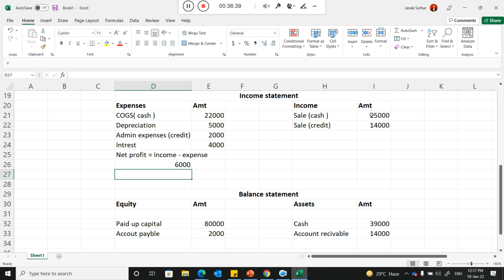The total income is 25 plus 14,000 in my organization, and how much cost I need to pay, how much expenses I incurred in that organization, that is nothing but the total expenses. The net profit is nothing but the income minus expenses. So first I add these two things, after that subtract the expenses. So that is nothing but the 6,000. Here you can see. So that 6,000 is the net profit of your organization.